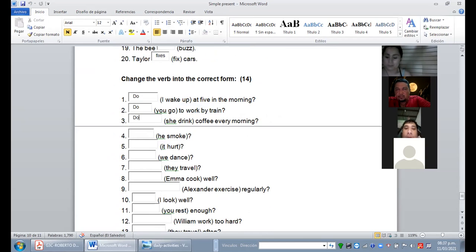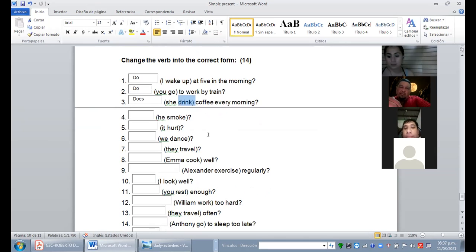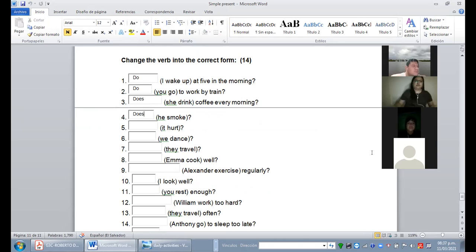Does she drink coffee every morning? Very good. That is correct. Okay, Roberto Antonio, number four. Does he smoke? Very good. The next one, Enrique.